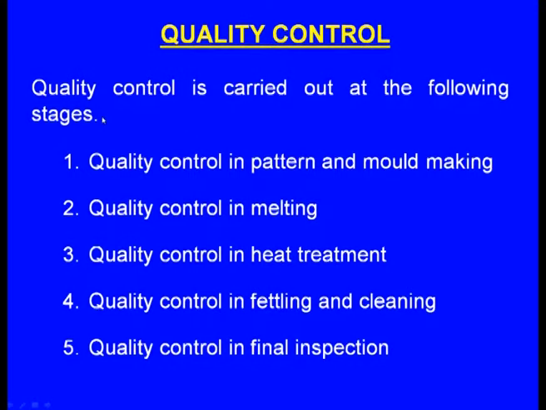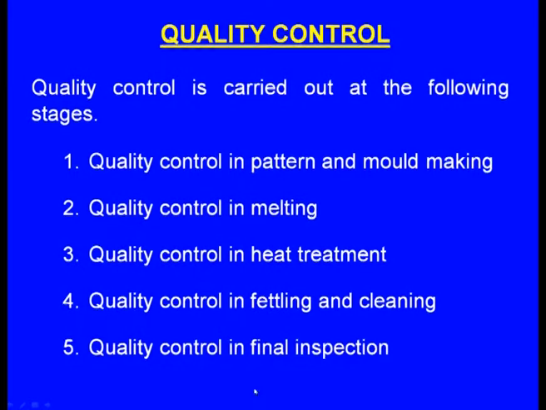Now, let us see the quality control. Quality control is carried out at the following stages: quality control in pattern making and mould making, quality control in melting of the metal, quality control in heat treatment, quality control in fettling and cleaning, and quality control in final inspection. In all these cases, the quality control has to be done.